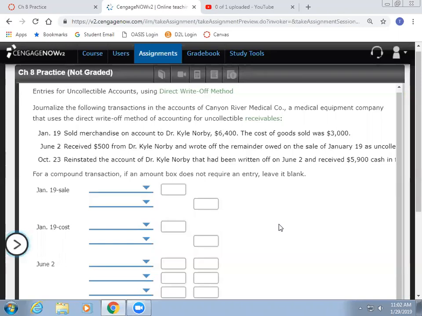I know we covered a lot in chapter 8. We talked about accounts receivable, which we've dealt with before in college accounting, but now we're looking at what we do when they don't pay or when we think they're not going to pay.